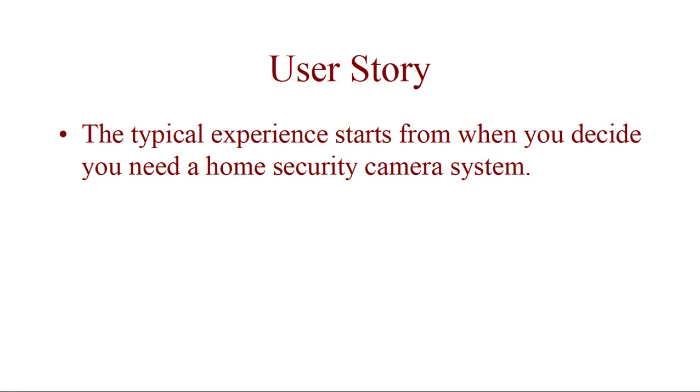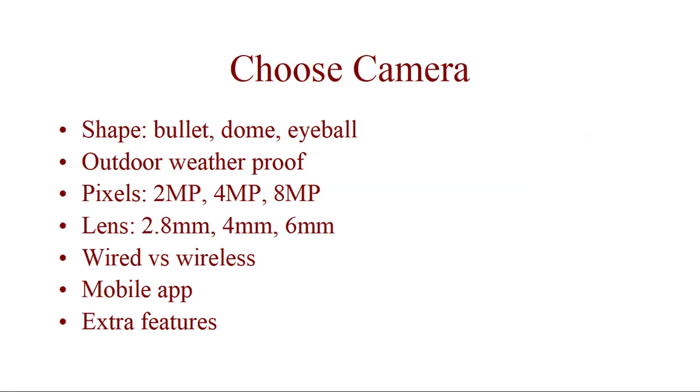The typical experience starts when you decide you need a home security camera system. When choosing an IP security camera, there are so many things to consider. Shape: bullet is too big, don't has reflection problem, eyeball is a good choice. Weatherproof is important as the camera will be installed outside. And there are many image resolution options to choose from. Lenses decide how wide and how far the camera can see.